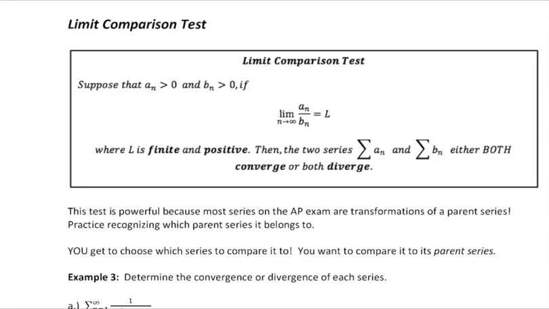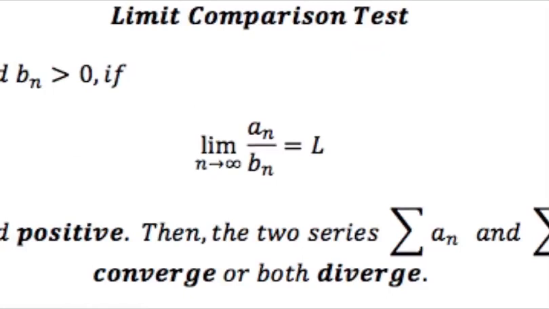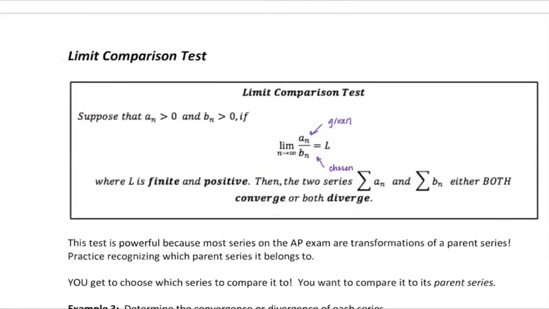So as long as A sub n is positive and B sub n is positive, like we're saying that the nth term is greater than 0 for these two different series, then if the limit as n approaches infinity of A sub n over B sub n, now I will tell you, typically A sub n is going to be the given series and B sub n is going to be the chosen series. So you're going to make that choice of what series you want to compare it to.